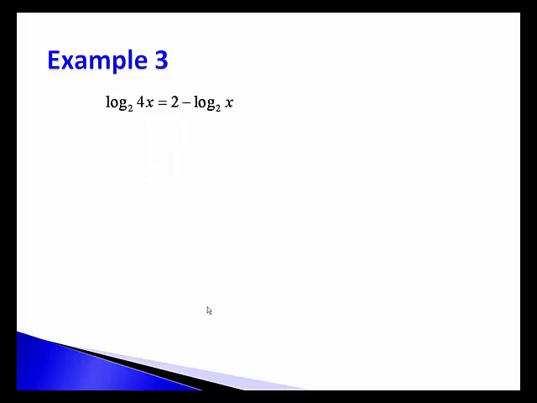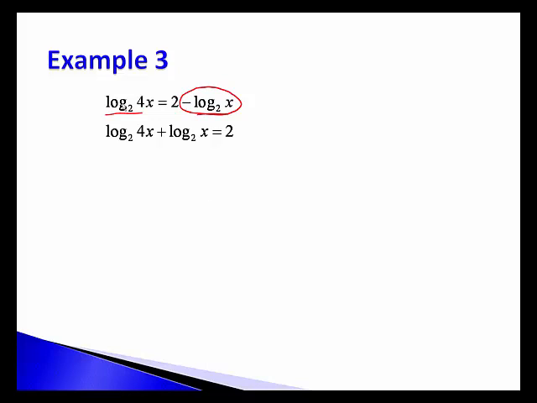Our next problem is log base 2 of 4x is equal to 2 minus log base 2 of x. What I need you to notice here is that there are logs on both sides of the equation. What we'll want to do is gather those together on the same side. So my step will be to add this to both sides. When I do, I get log base 2 of 4x plus log base 2 of x is equal to 2.